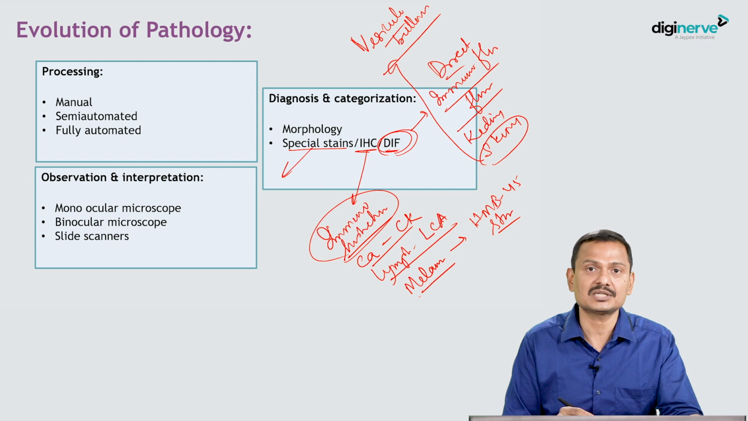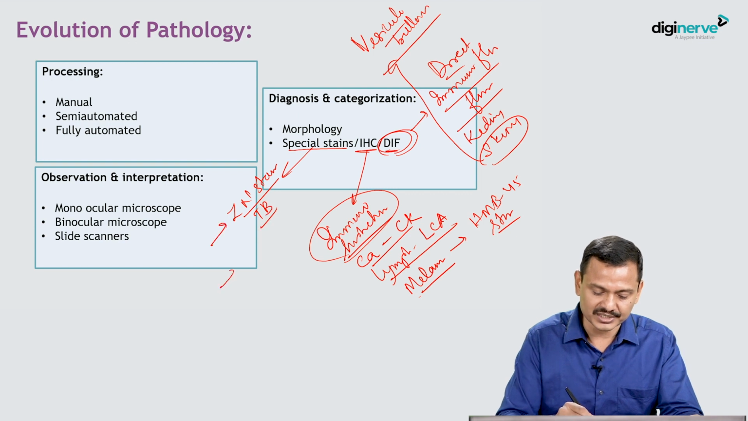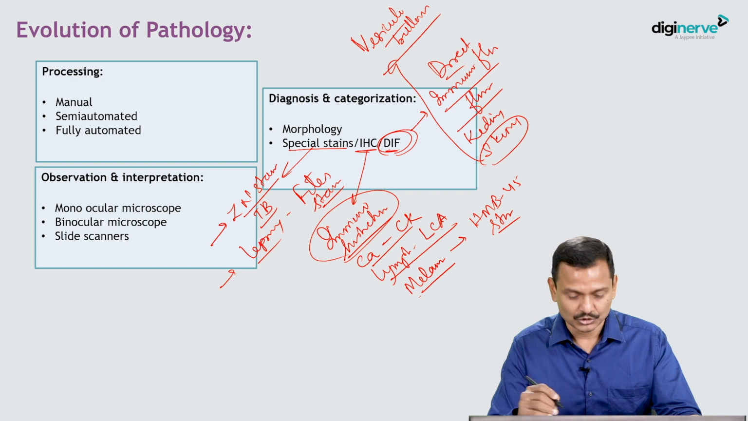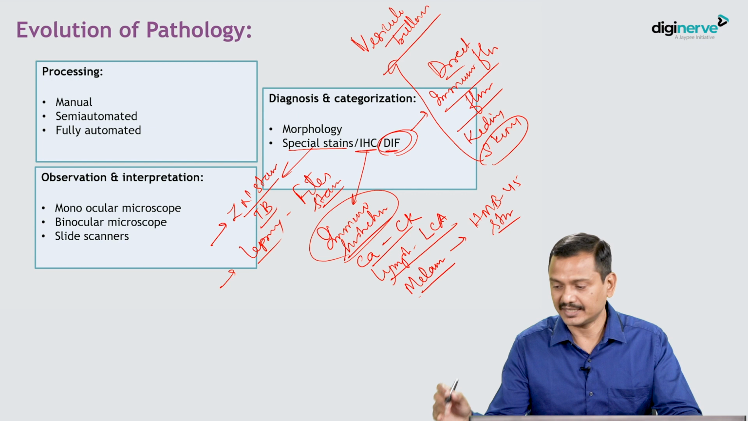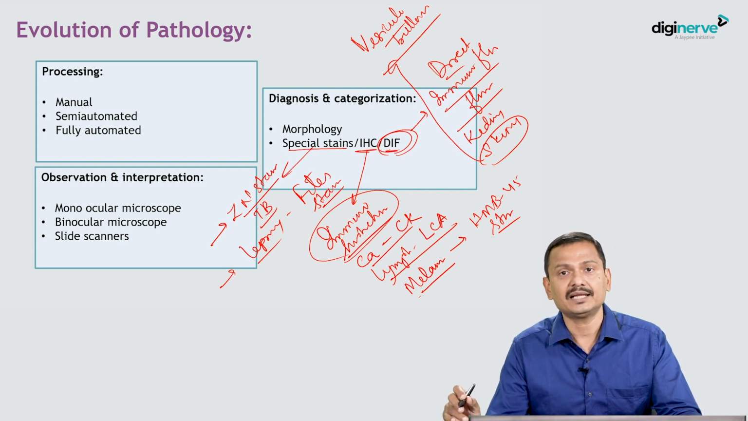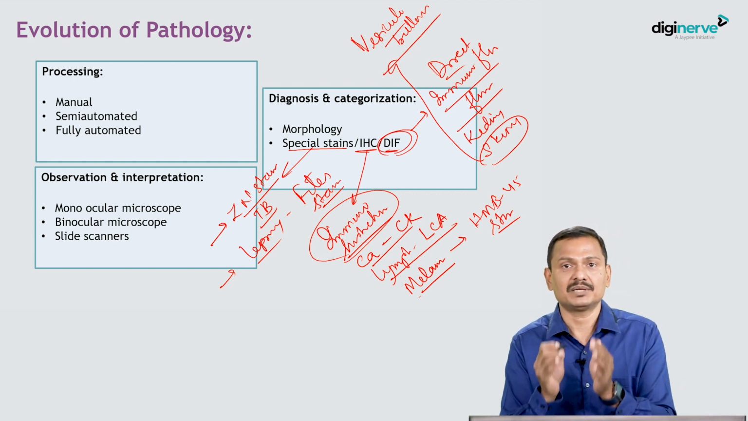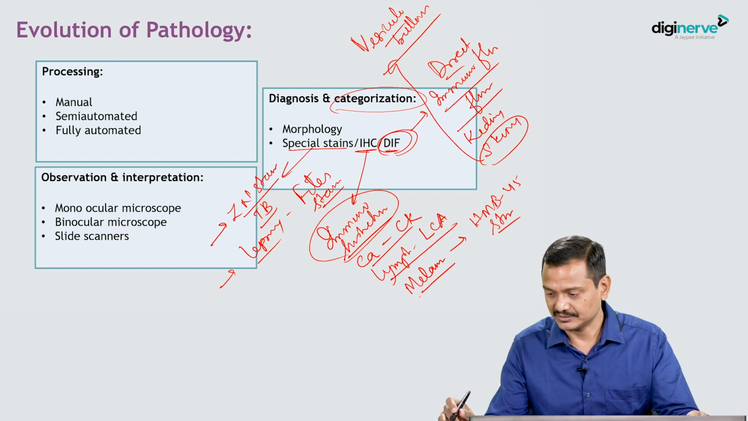Now talking about special stains, we have some special stains like the ZN stain, that is Ziehl-Neelsen stain, for tuberculosis. If we are suspecting leprosy, then we can do a Fite's stain. There are numerous stains, I have just mentioned some common ones. So that is how diagnosis and categorization has evolved. Categorization means if there is a neoplasm, whether it is a carcinoma, a melanoma, or a lymphoma. That is what we mean by categorization.